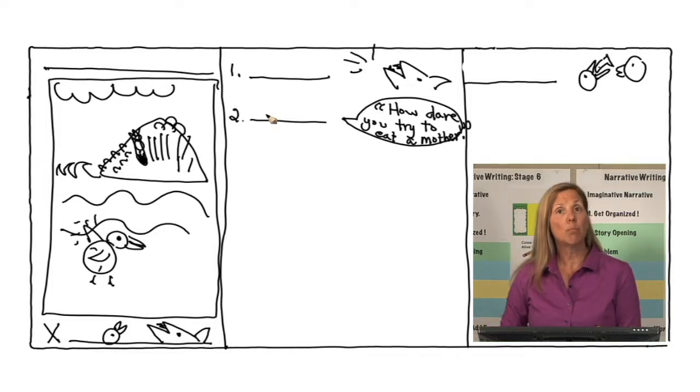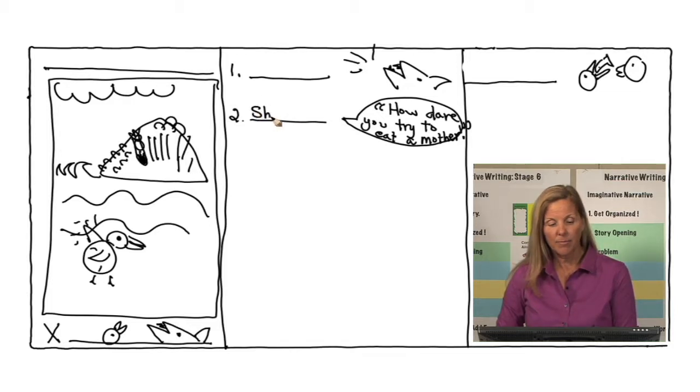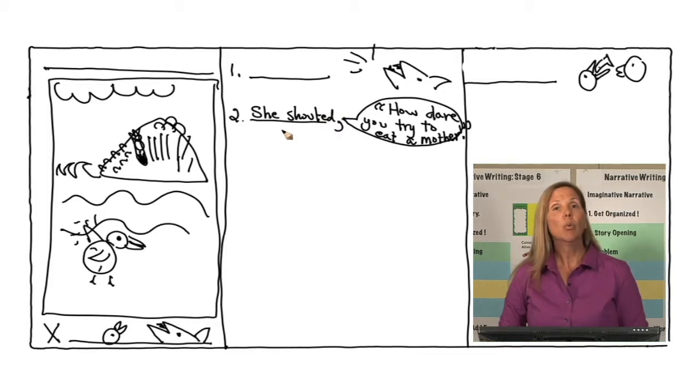Let's go to the marker line where we have to say who is yelling this. How could we say this? She shouted, comma. We have our dialogue. She shouted, how dare you try to eat a mother? And the reason why I put she, because we already have mother in her dialogue.